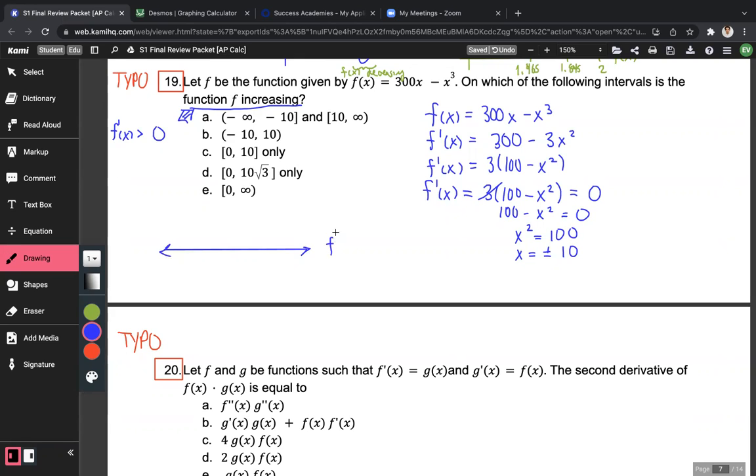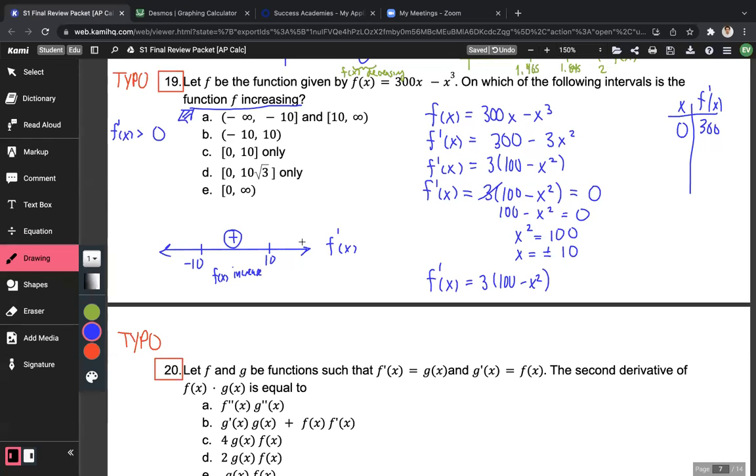So here's f prime of x. Here's 10. Here's negative 10. All right, let's check in the middle between negative 10 and positive 10. Let's try the point 0. It's an easy one. So at the point x equals 0, I could plug that in for f prime of x, which equaled 3 times 100 minus x squared. But I should recognize right away that's just going to equal 300. It's going to be a positive value. So f prime of x is positive here, which means f of x is increasing in this range.